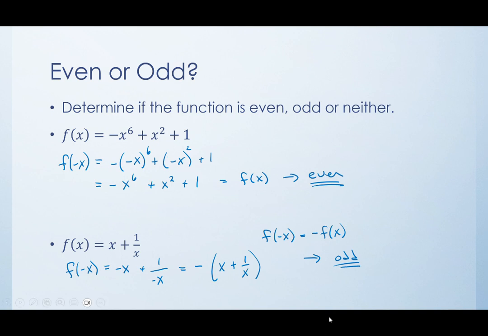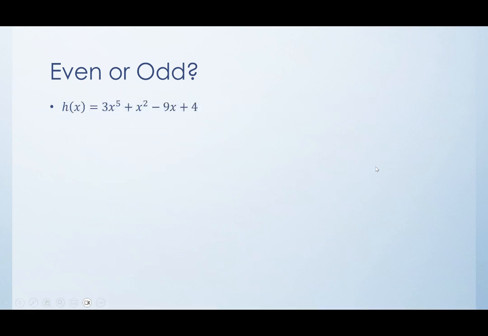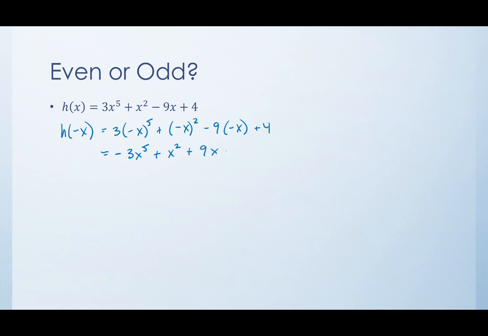Okay, I think I got one more. Of course, you know it's going to be a neither, but we'll do it anyway. Right, so we look at this one and we say, okay, what happens when I plug in -x? We've got 3 times -x to the 5th plus -x squared minus 9 times -x plus 4. Now, a negative to the odd power, we're still going to be left with a negative. And a negative to an even power is going to become positive. Here we're going to distribute.